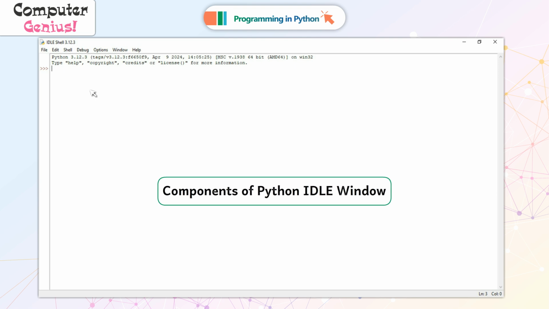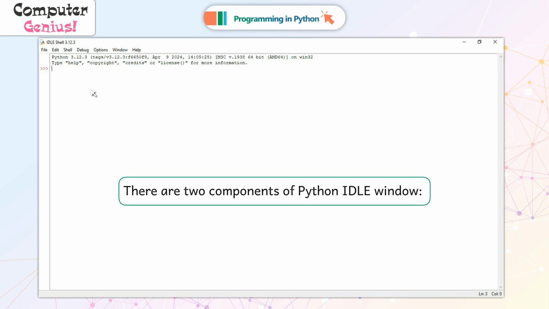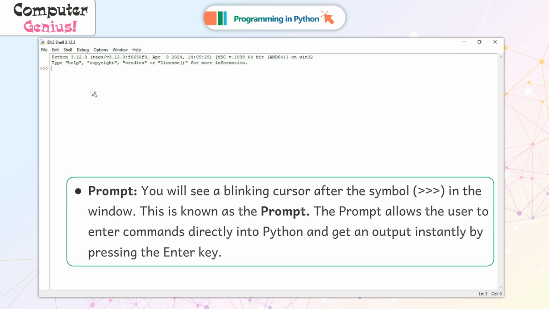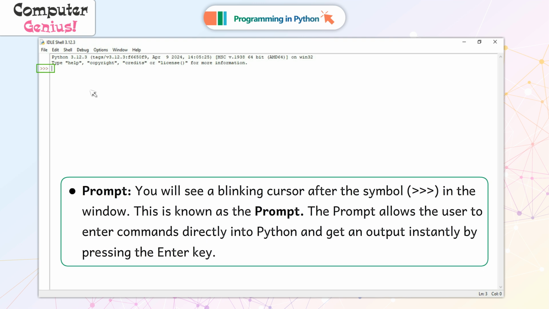Components of Python IDLE window. There are two components of Python IDLE window. Menu bar. The menu bar of Python IDLE window is similar to the menu bar of other programs. It has various menus such as File, Edit, Shell, Debug, Options, Window and Help. Prompt. You will see a blinking cursor after the symbol in the window. This is known as the prompt.